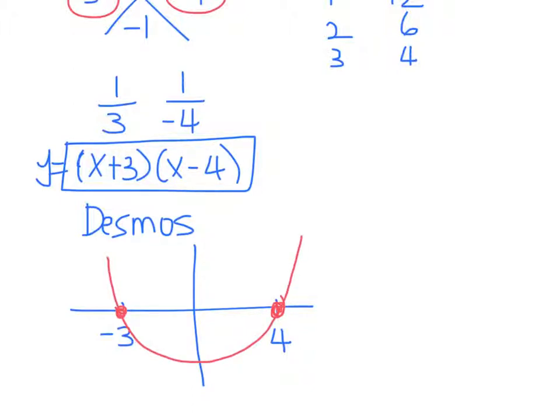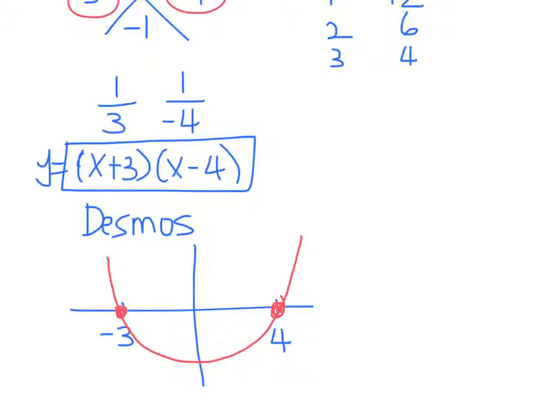You're going to have a parabola, okay, that passes through negative 3 and 4. And it's going to be a smiley face and not a sad face. Okay? And if we did not have Desmos, we can actually draw this graph by ourselves.